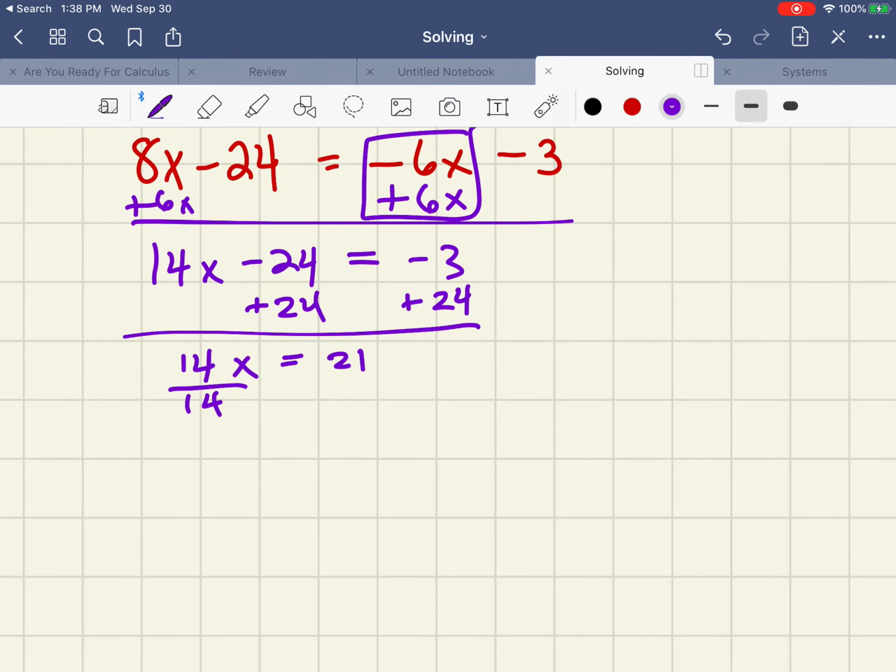I then have to divide by 14. And I know 7 goes into both of those. 7 goes into 21 3 times. And 7 goes into 14 twice. So I get 3/2, or 1 1/2. And that's how you solve for x.